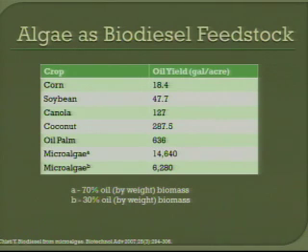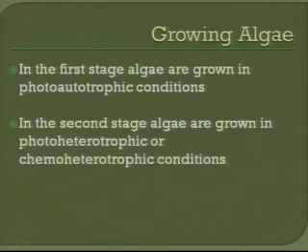This is just a chart that shows oil yield of different crops that are grown for biodiesel. And you can see that microalgae is at least 10 times higher than the rest of the crops. You also notice that there are two different numbers for microalgae, and this is due to the fact that under different growing conditions, different species of algae have different amounts of oil within them.